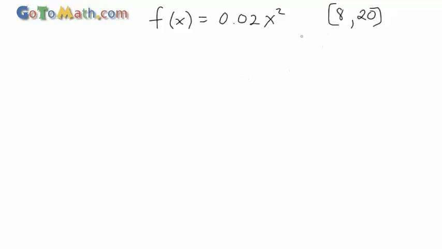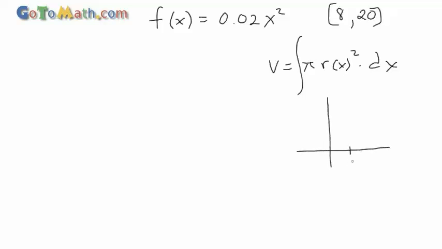All right. So remember, we're using the disk method. The way that disk method goes is the radius squared times dx. So the radius is changing, right? The radius is changing, and we're going from 8 to 20. Of course, these graphs aren't exactly to scale. And we're looking at this shaded region right here.